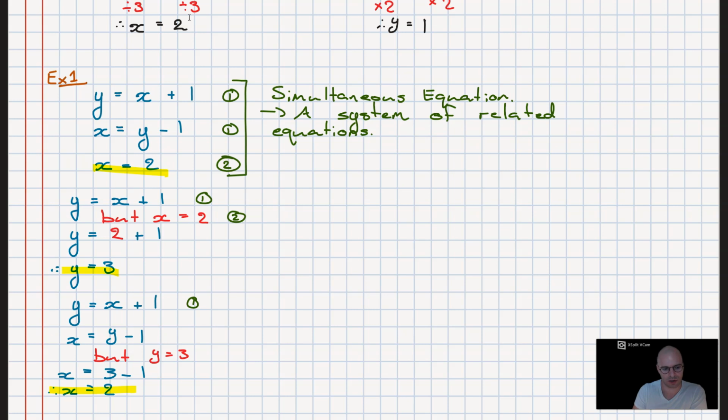So we see that the variables have a definitive value when we have an equal amount of variables to an equal amount of simultaneous equations, or equal amount of related equations. Now this example is quite trivial in that we're simply given the value of x and told to solve for y.